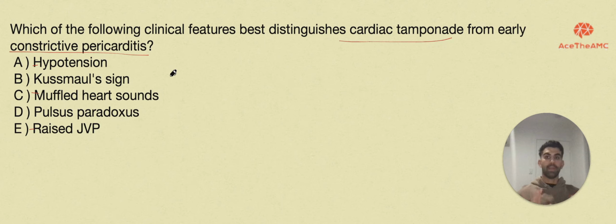So just to recap, the answer for this was hypotension. That's because you see this in late constrictive pericarditis, but it happens very early on and quickly in cardiac tamponade.